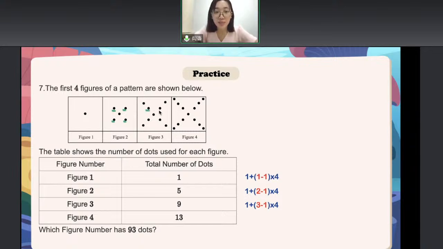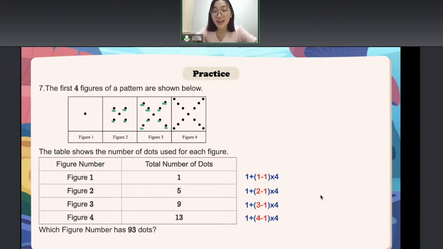Because again, you see that based on the 4 corners, in each corner, you add 1 more point. 1, 2, 3, 4. Can you see that? Okay. So following this, how can we get the 13? That is 1 plus bracket 4 minus 1 bracket and then times 4. So now, what is the formula?